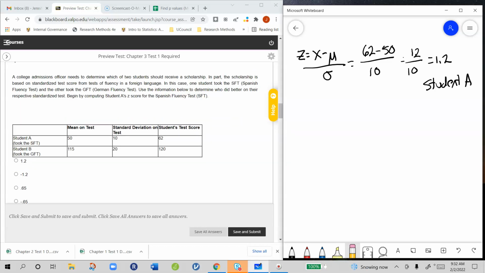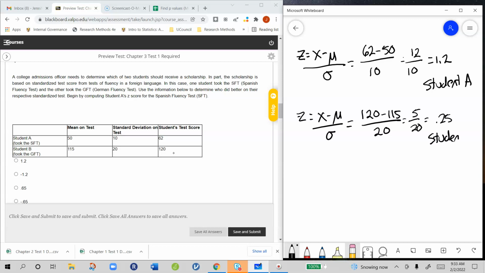Okay, so now we can look at student B. We're going to compute student B's z-score, where z is the score minus the mean divided by the standard deviation. Their score on the test was 120 with a mean of 115. I'm going to divide by the standard deviation that was equal to 20. So this person's also above the mean. They're above the mean by 5 with a standard deviation of 20, which gives us 0.25 for student B as their z-score.